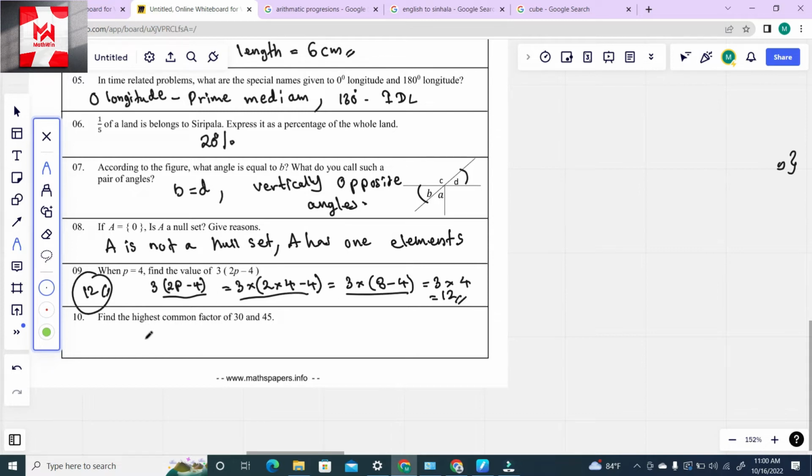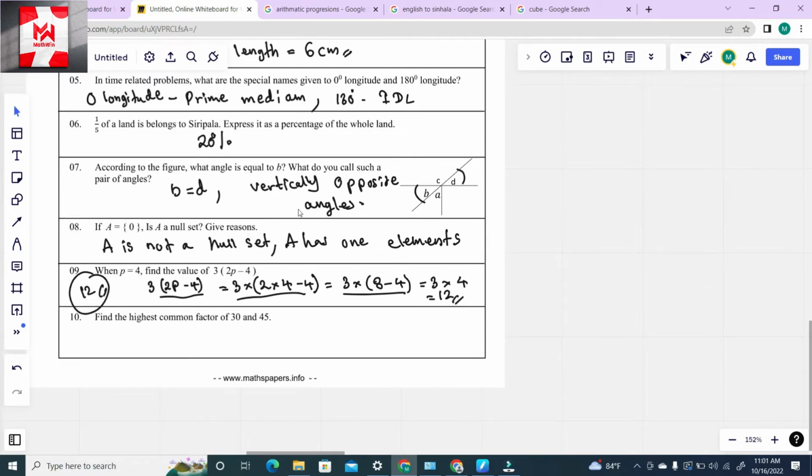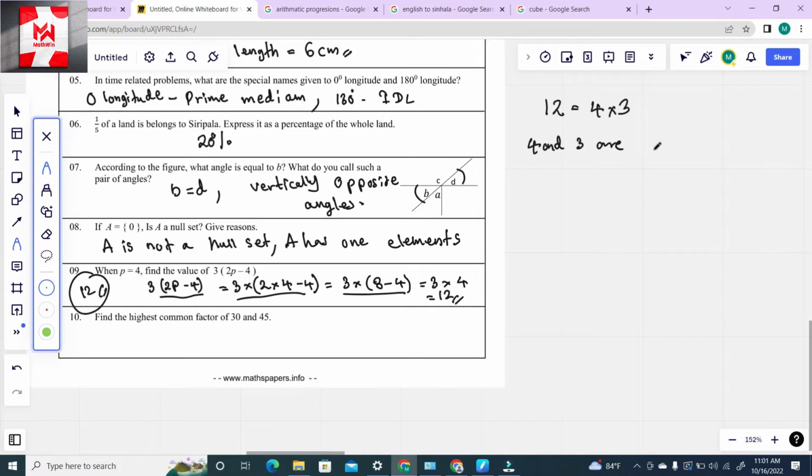And the 10th question, find the highest common factor of 30 and 45. So we know what a factor is. If we consider 12, we can write it as 4 into 3. Therefore 4 and 3 are the factors of 12.